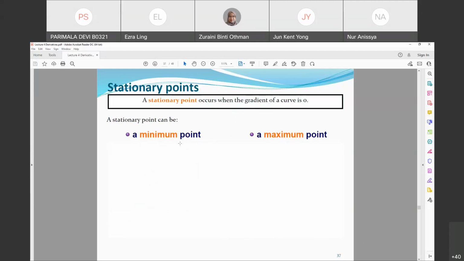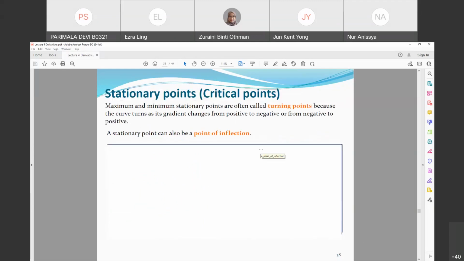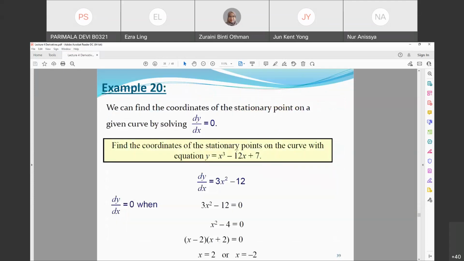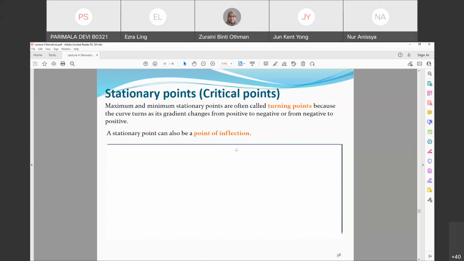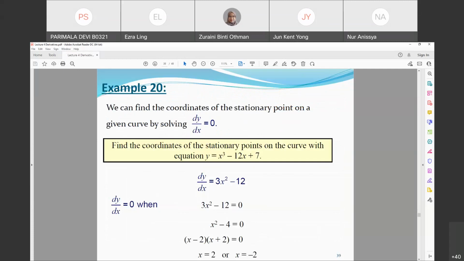Okay, how to find minimum and how to find maximum. Okay, yang ni dia tak nampak. Kejap. Dia sebenarnya macam ni. Nanti saya bagi saya punya PowerPoint. Kat situ dia ada graph. Dia ada gambar sebenarnya. Okey, tak apa.